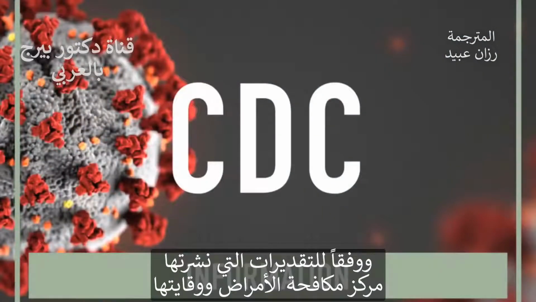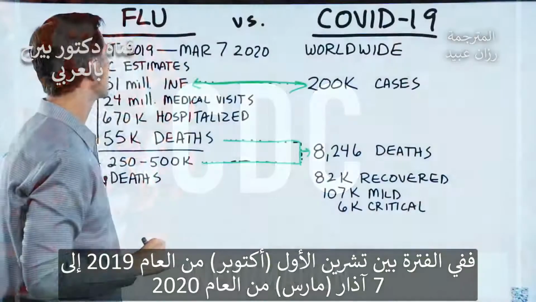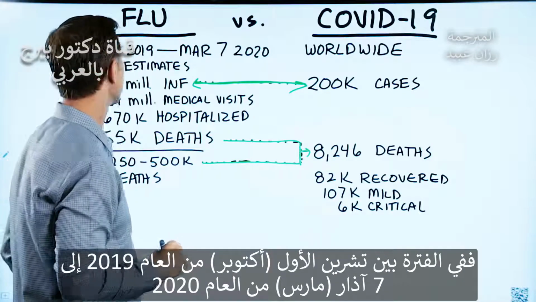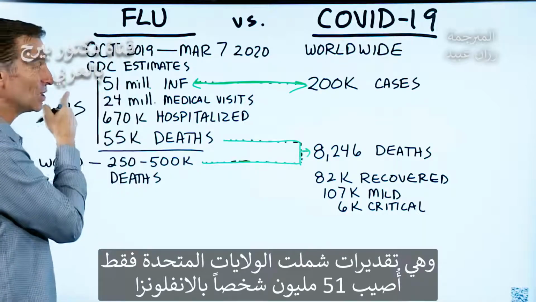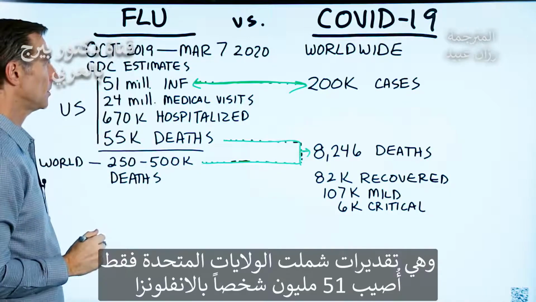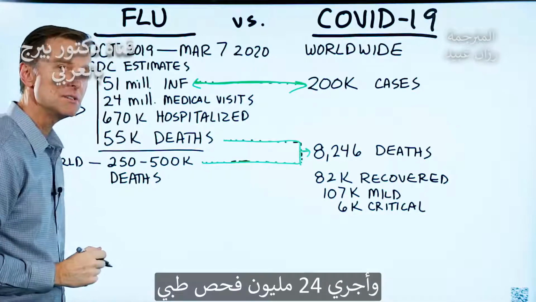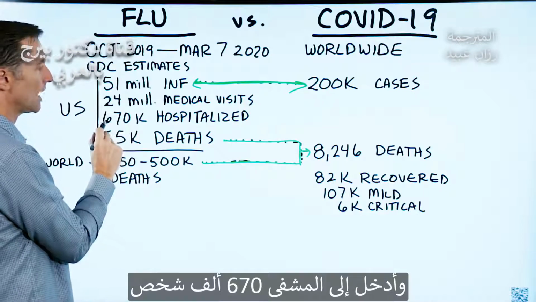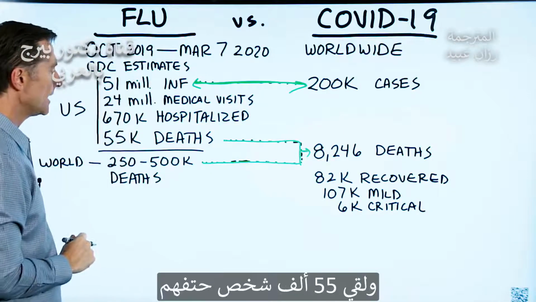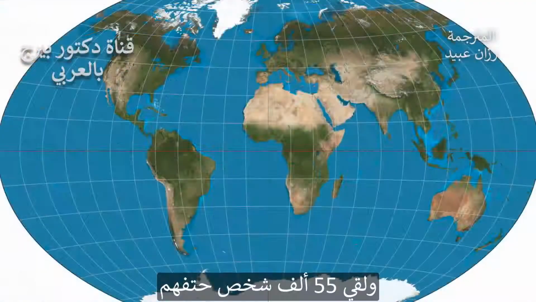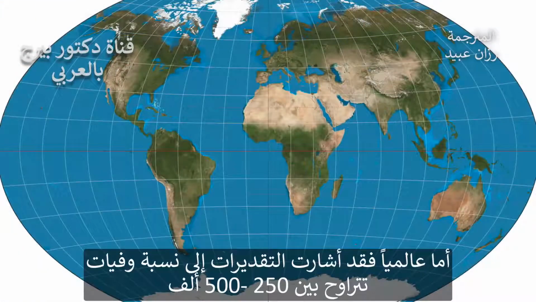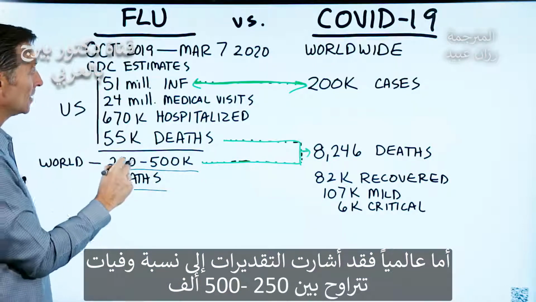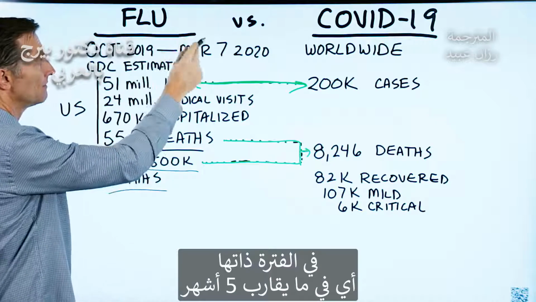Based on the CDC estimates very recently, between October 2019 through March 7th, 2020, these are the estimates. This is in the US alone. 51 million people got infected with the flu. 24 million medical visits. 670,000 hospitalized. And 55,000 people died. Now, worldwide, the estimates were between 250,000 to 500,000 people died between this time period, which is about 5 months.